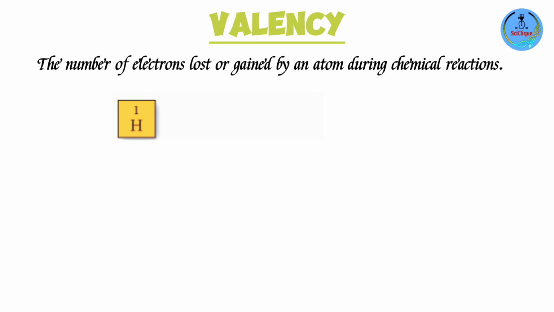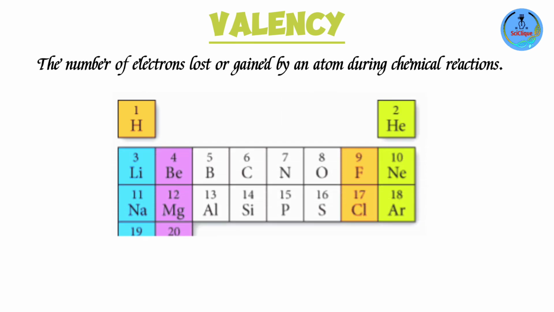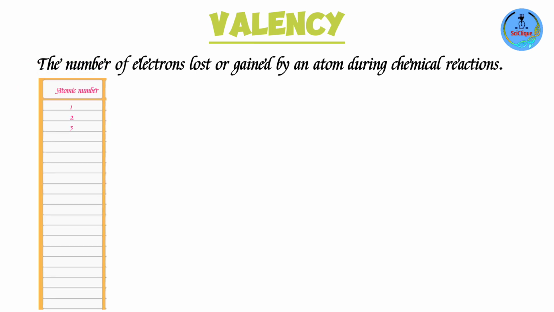Now, it's very easy for you to determine the valency of the first 20 elements. All you need to do is write down the 20 elements in order. Now, I have a mnemonic for you that will make it very easy to remember the arrangement of the elements in order, starting from hydrogen to calcium.